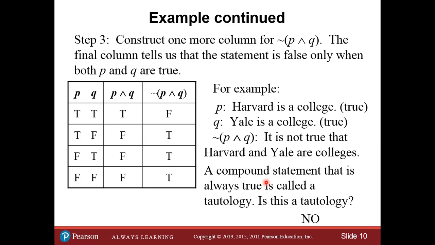Now, if we get a compound statement that is true no matter what truth values you have, that's called a tautology. And this is not a tautology, because if it was a tautology, we would have T's all the way down. If we have at least one F going down the column, it is not a tautology. So again, a tautology is a compound statement that is true regardless of the truth values of the simple statements that are being connected in the compound statement.